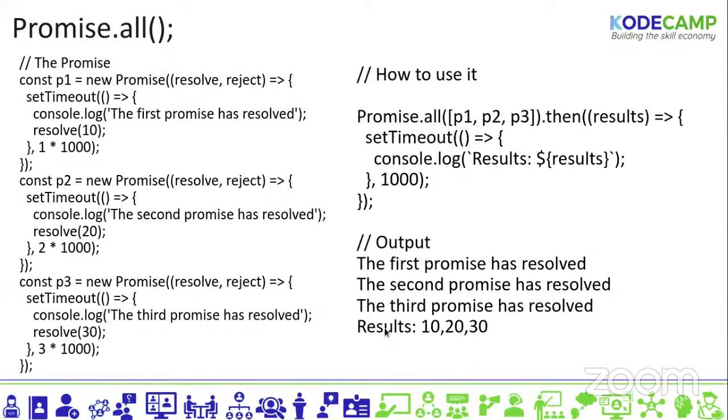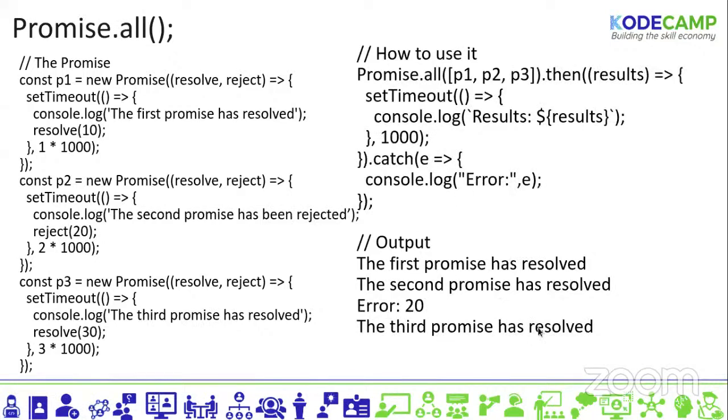So you see that it runs everything, and after running it, it brings back the result 10, 20, and 30. Now let's look at this particular one. It is exactly the same thing: we have promise.all and three promises, but the first promise resolves, the second promise rejects, while the third one resolves.